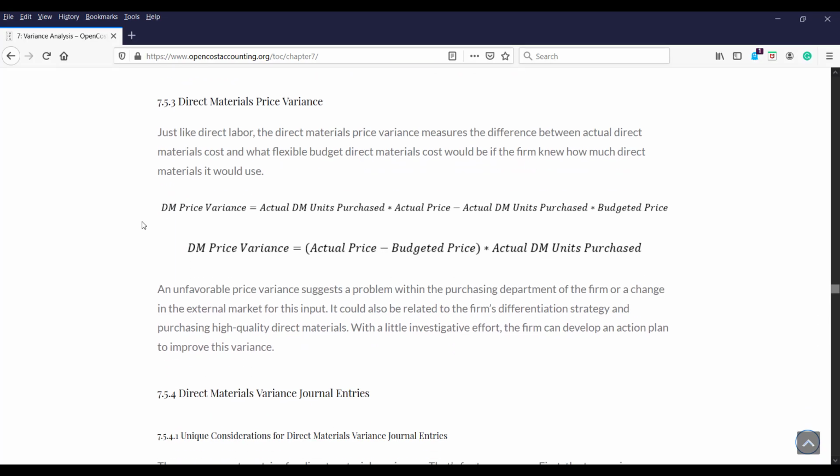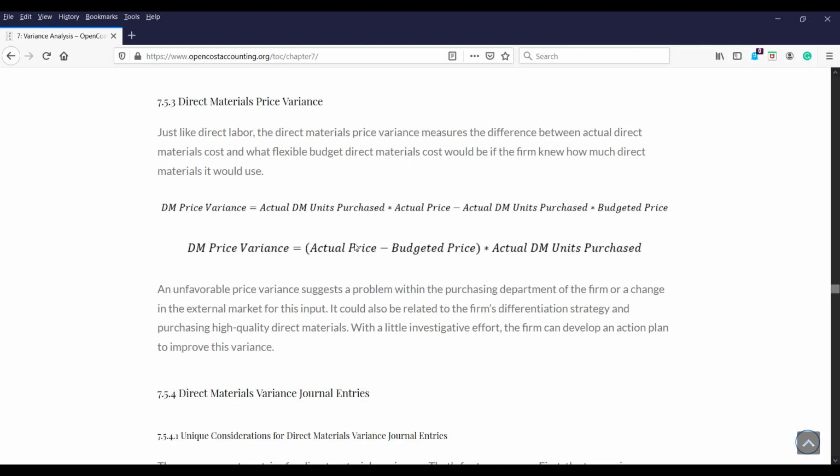Now with direct materials price variance, again, we're going to use the actual quantity purchased. We're holding that constant between the two, okay? Because it's a price variance. We're not interested in varying the actual quantity. We are interested in varying the price. We have actual quantity purchased times actual price minus actual quantity purchased times budgeted price.